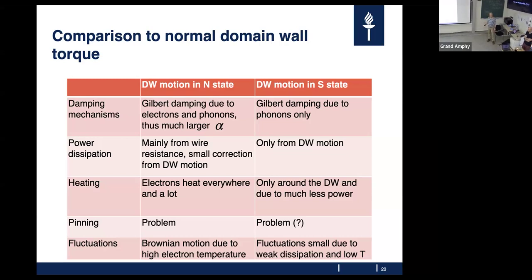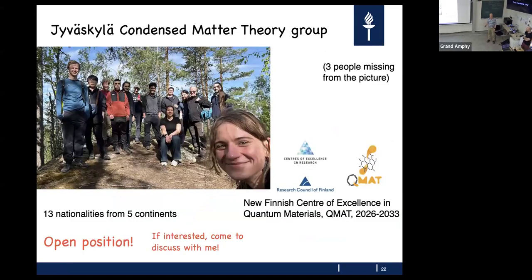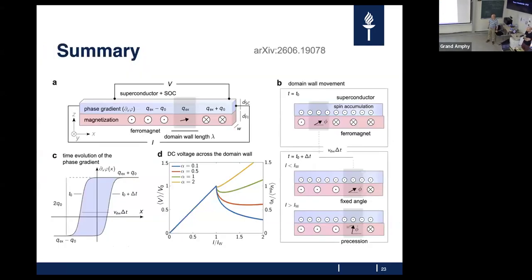Pinning is probably a problem in both cases, so you still need to make good materials. Fluctuations are probably a smaller problem in the superconducting case. And I end up here with the summary. I just have to quickly advertise a position: if you know somebody who would be a postdoc, let me know, and I'm happy to discuss with you. Thank you very much.